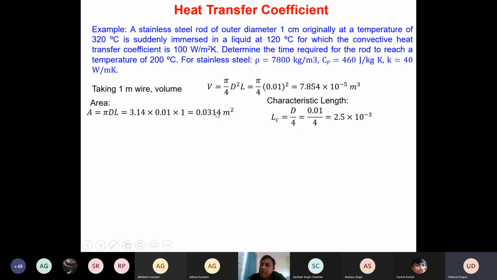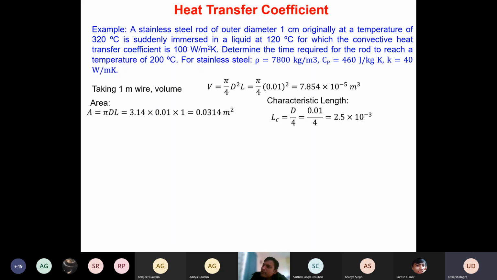What will be the characteristic dimension here? Remember, we need to calculate a Biot number here, because if you want to apply the lumped capacity method, then we need to find the characteristic dimension. So characteristic dimension will be volume divided by area, isn't it? If I divide this volume by area, what I'm going to get is D by 4. That is the characteristic dimension I am going to get. And what will be the Biot number?